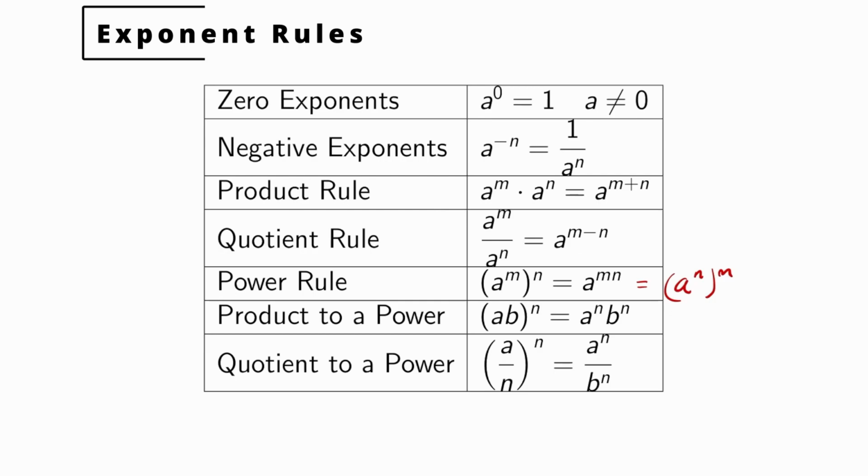If you take a power of a product, like a times b, and raise that to the nth power, you simply raise each factor to the nth power. In other words, a times b to the nth power is a to the n times b to the n. It's the same thing for quotients. My apologies, this should be a over b right here. If you have a over b to the nth power, that's the same as a to the n divided by b to the n.